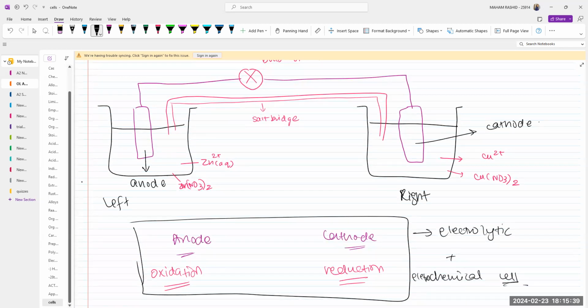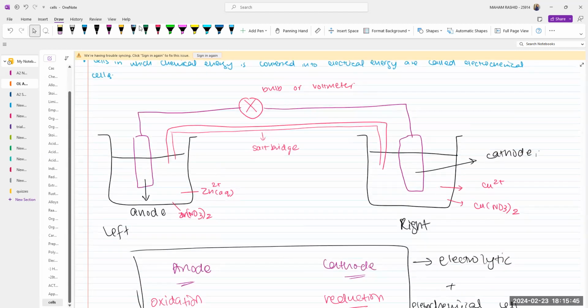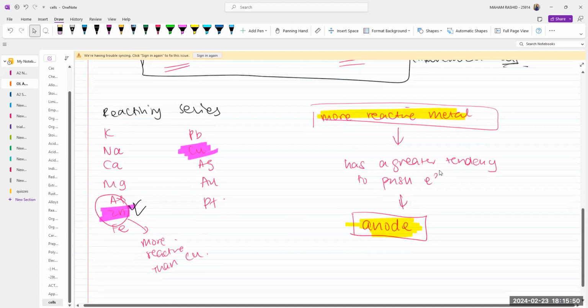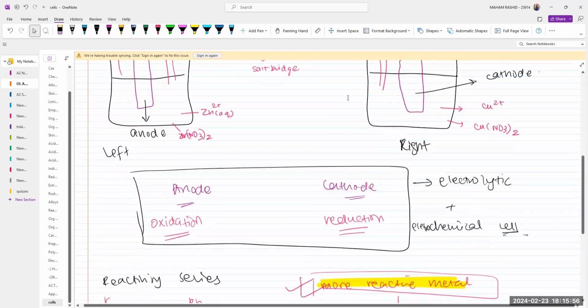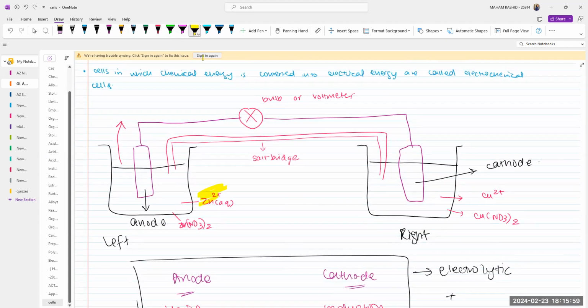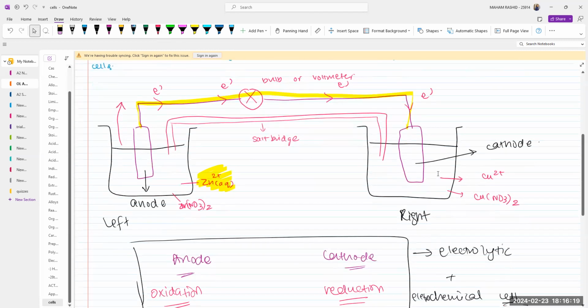So anode has a greater pull of electrons while cathode has a lesser pull of electrons. Electrons travel from the anode to the cathode. Like I mentioned here, the more reactive metal has a greater tendency to push electrons. The more reactive metal here is zinc, so zinc will have a greater tendency to push electrons. So electrons are going to travel from anode to cathode. The flow of electrons is going to look like this. And that's about it for electrochemical cells.